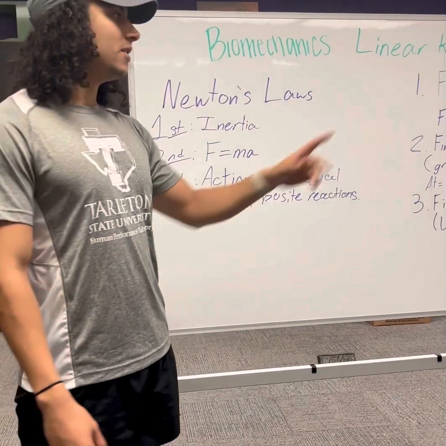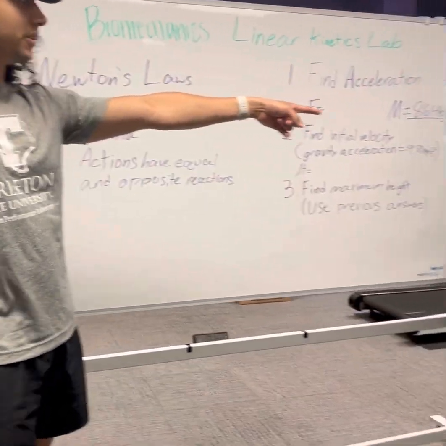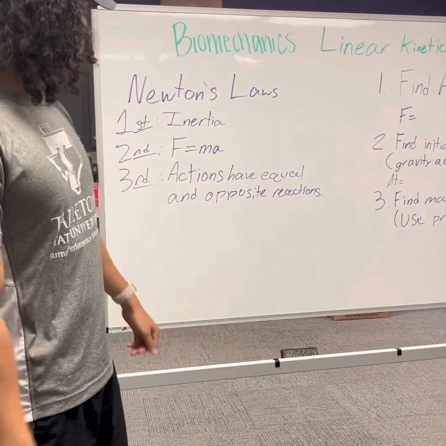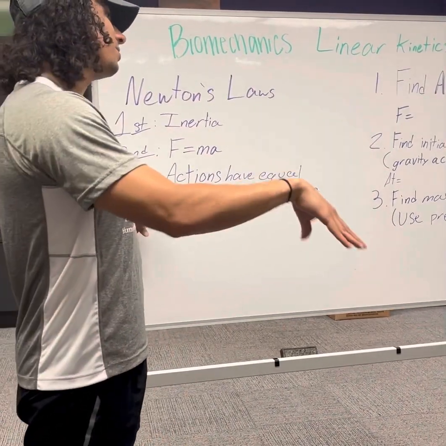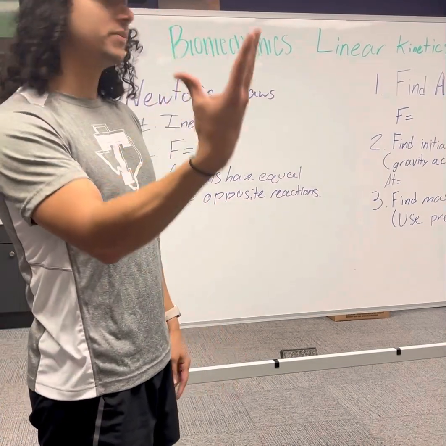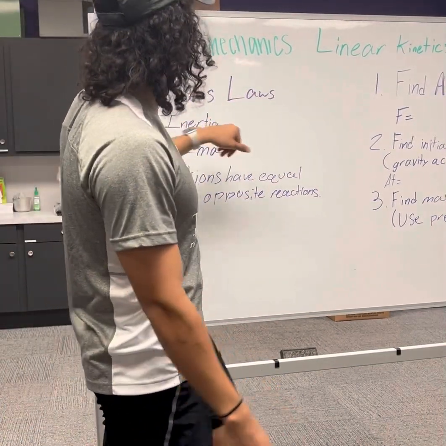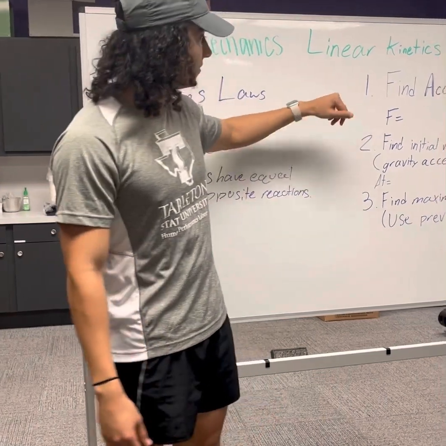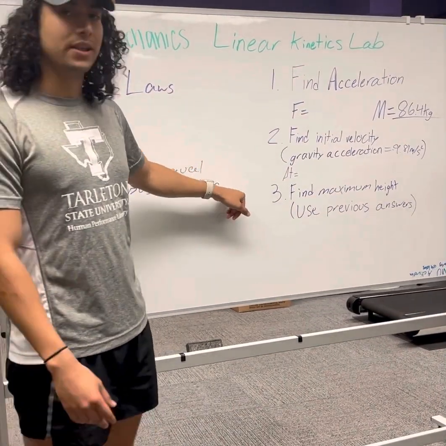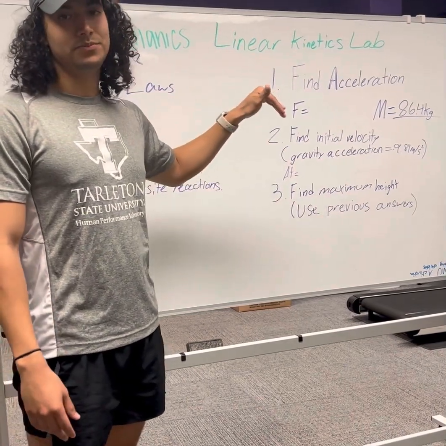So in this lab, our demonstrator right here, Dakota, is going to be doing jumps on our force plate, which we'll show you here in a bit. And so every time he pushes down, there's going to be an opposite reaction from the force plate pushing up against him. And we're going to measure this to find force, and then using force, we're going to find acceleration, find initial velocity, and then find the maximum height of the jump at the apex of his jump.